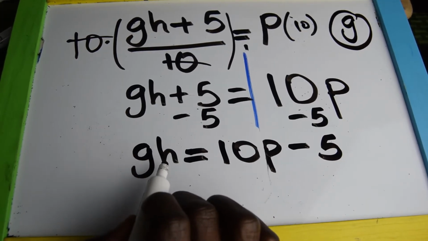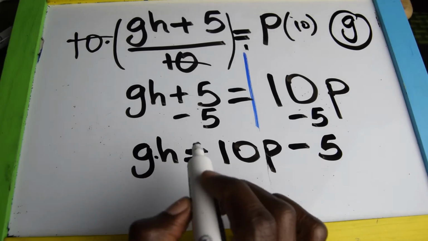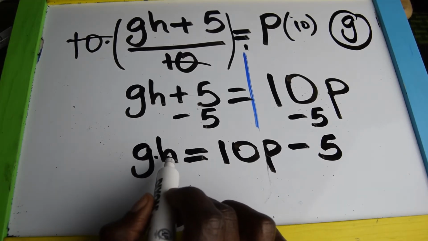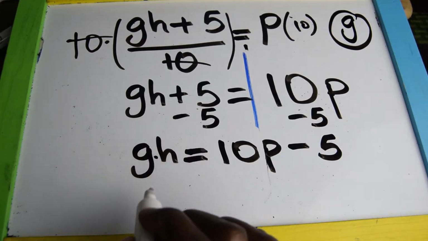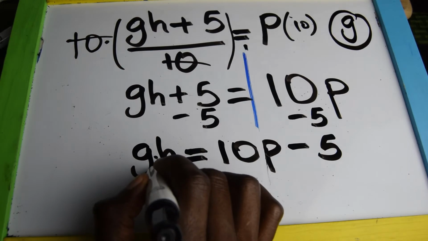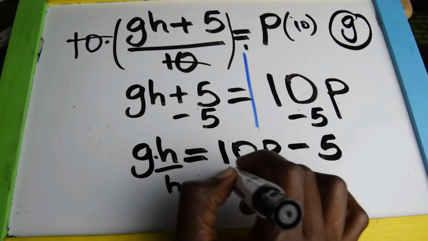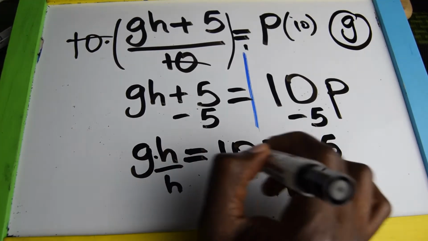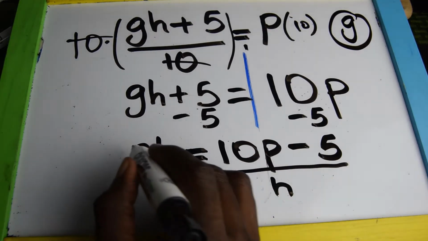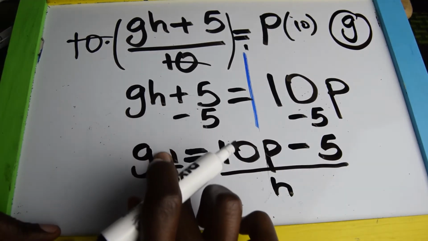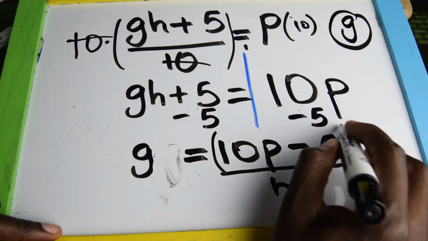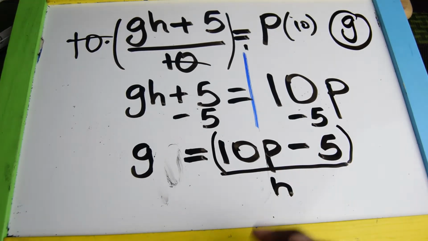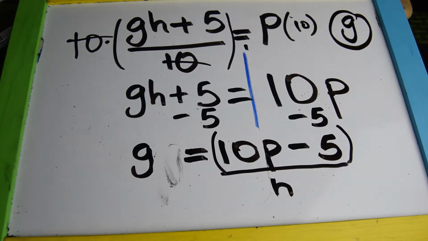Now you have one more step: how do I get rid of this h here? Because G is multiplying h, the inverse operation would be division. So I'll divide this side by h and divide this side by h. Remember, you're dividing everything by h. So G is equal, this cancels out, so G is equal to 10p minus 5 all over h. I hope this gives you a clear indication of what to do.